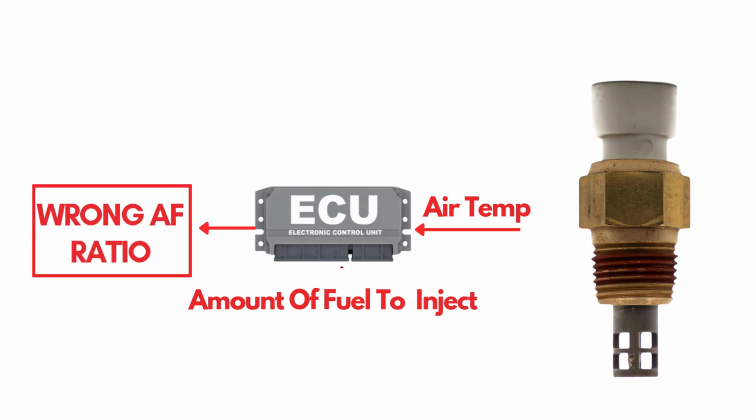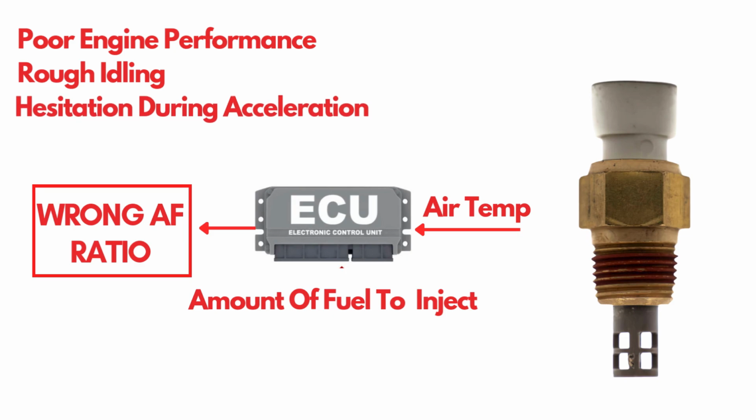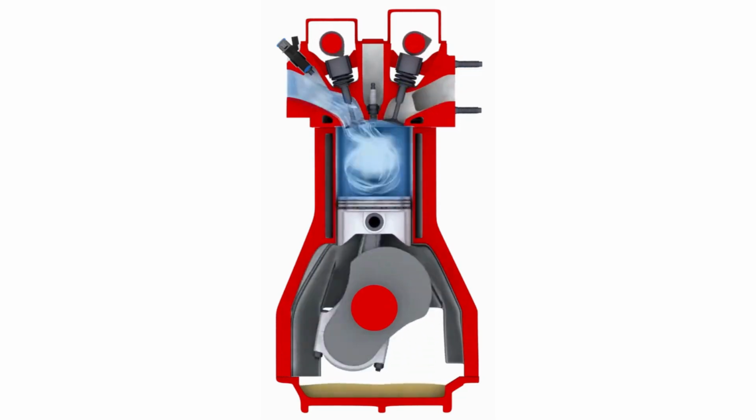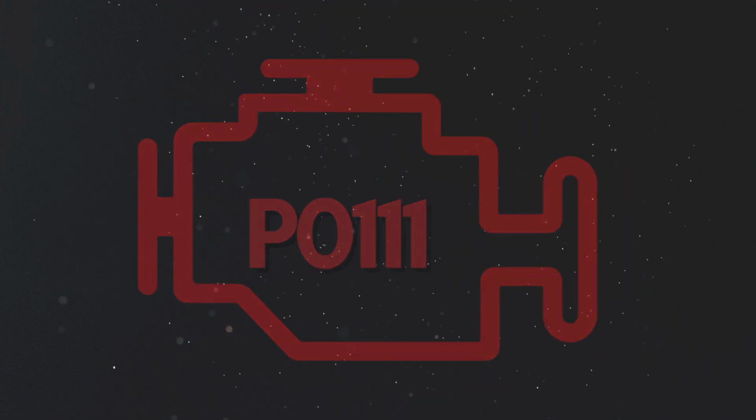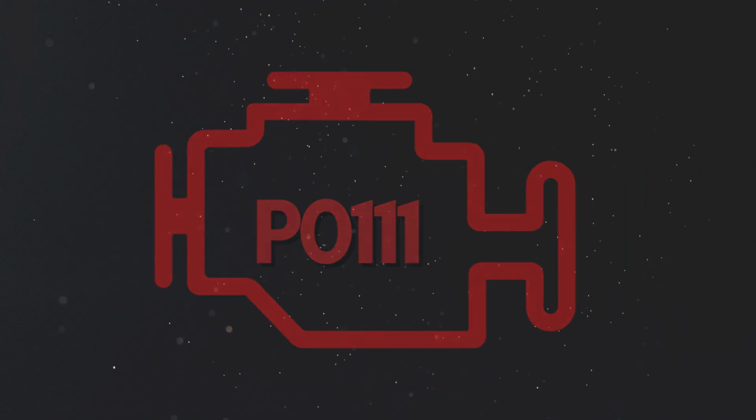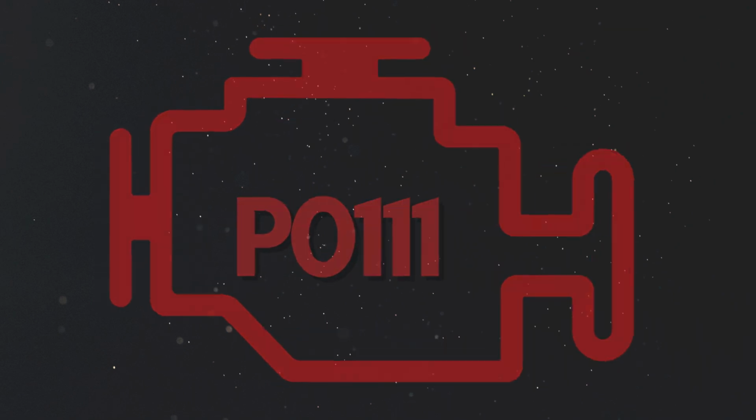This throws off the air-fuel mixture, which can lead to poor engine performance, rough idling, hesitation during acceleration, and reduced fuel economy. Over time, the ECU recognizes that something isn't right and stores a trouble code like P0111 to alert you that there's a problem with the IAT sensor circuit.